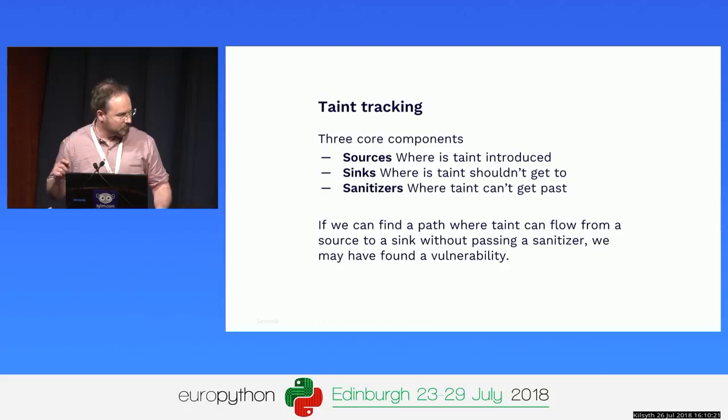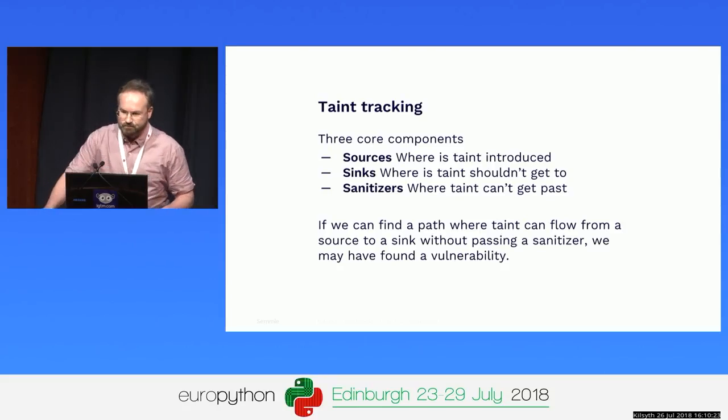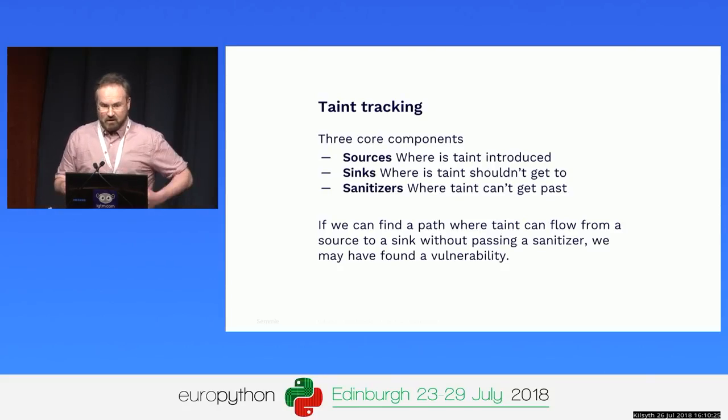So, taint tracking. We've got this taint. Some of our program is tainted. What does that really mean? It means that there are untrusted values in the variables in various parts of our program. And we're interested in seeing how that could end up somewhere we don't want it.